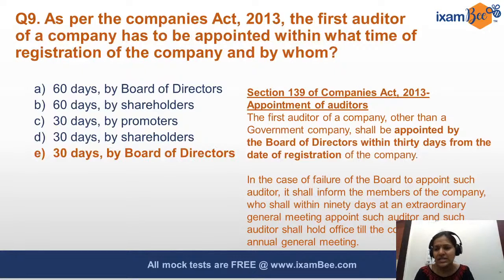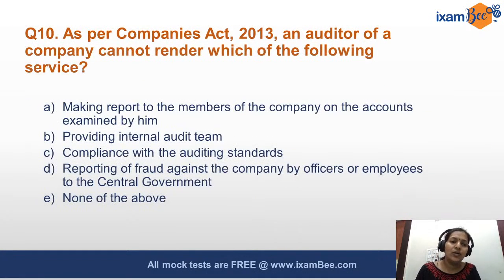So 60 days CAG is correct in case of a government company. Question number 10. As per Companies Act 2013, an auditor of a company cannot render which of the following services? So there are certain services which are prohibited for an auditor of a company to provide to that particular company in which he is the auditor. So which one of this is not allowed?